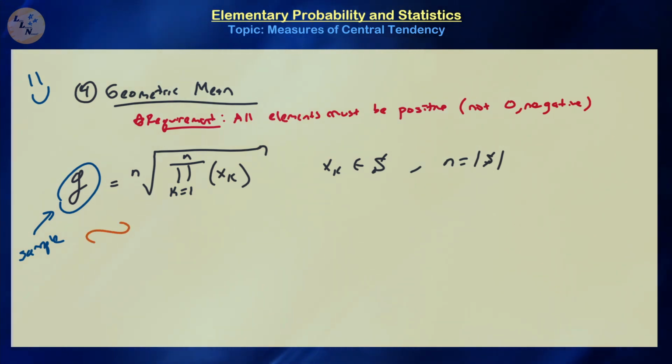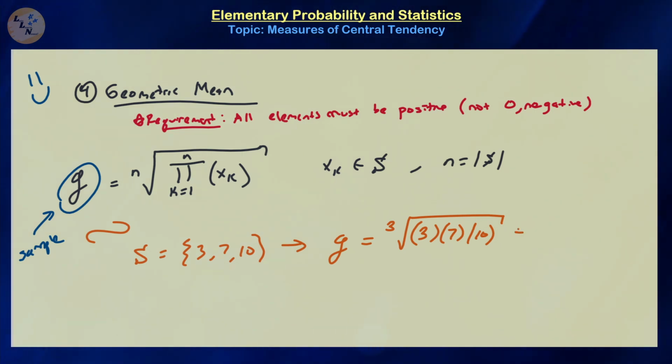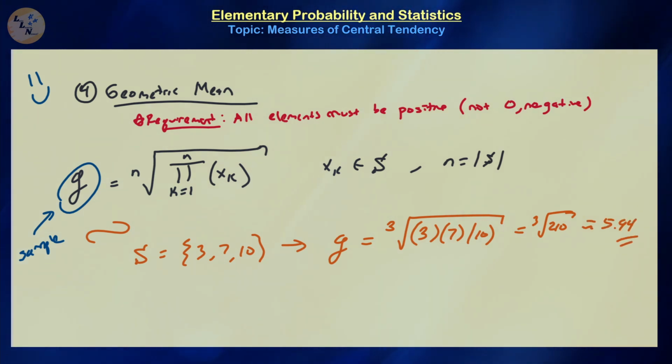So to illustrate this with an example, let's assume our set is equal to 3, 7, and 10. If this is a sample, then the geometric mean is going to be equal to, since we have 3 elements in our set, the cube root of the product of our elements. So that's going to be 3, 7, and 10. So that's going to be the cube root, let's see, 7 times 3 is 21, times 10 is going to be 210. And if we use our calculators or whatever methods, that's going to be approximately equal to 5.94. That's going to be the geometric mean of our sample.